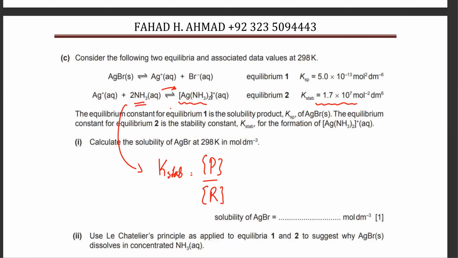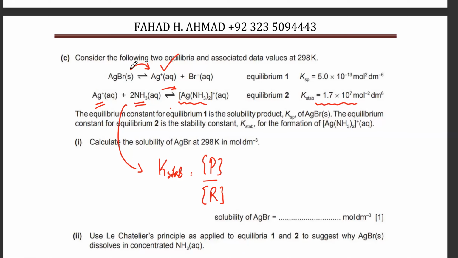So what's going to happen is that the silver ions will form this complex, so the concentration of silver ions will decrease in the solution. And if the concentration of silver ions decreases, the top reaction also shifts in the forward direction, even though it has a small Kc value. I mean, it's just 5 into 10 to the minus 13.